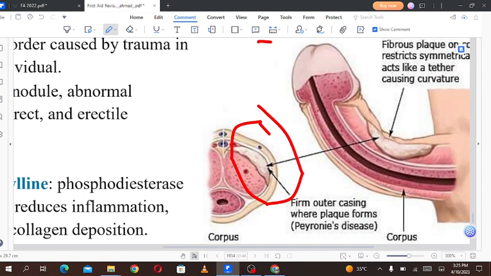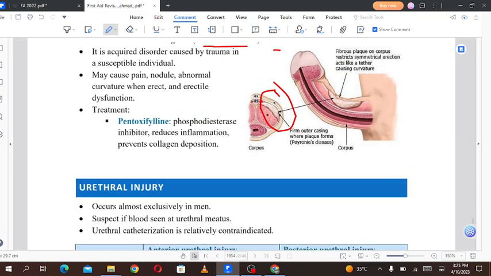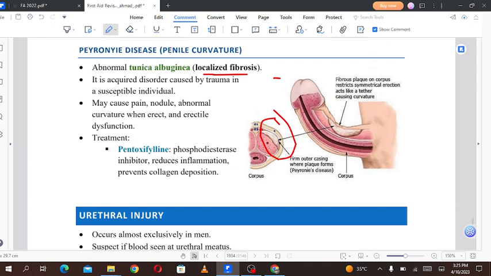So in Peyronie disease, the fibrous plaque on the corpus restricts the symmetrical erection and acts like a tether, causing the curvature. And over here we have the corpus. Firm outer casing where the plaque forms in Peyronie disease. So this is the corpus and this is the firm outer plaque over here, which forms in Peyronie disease.